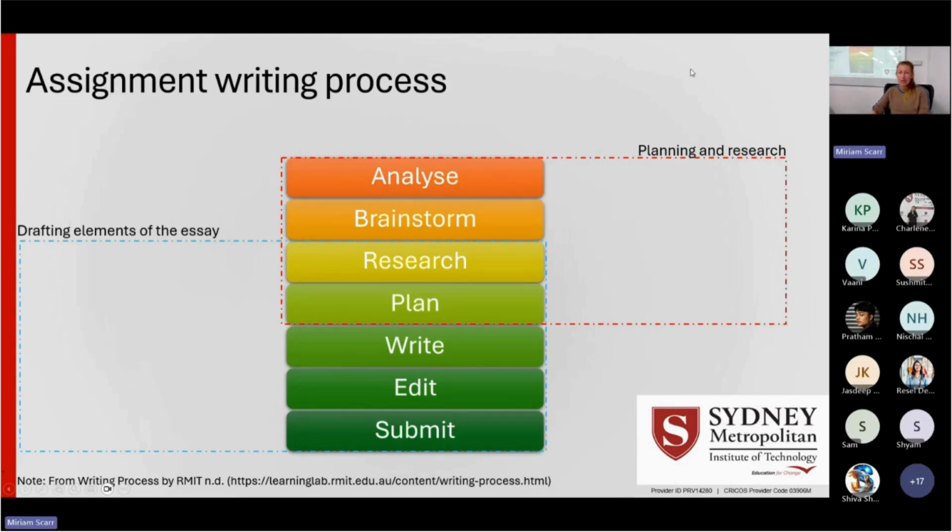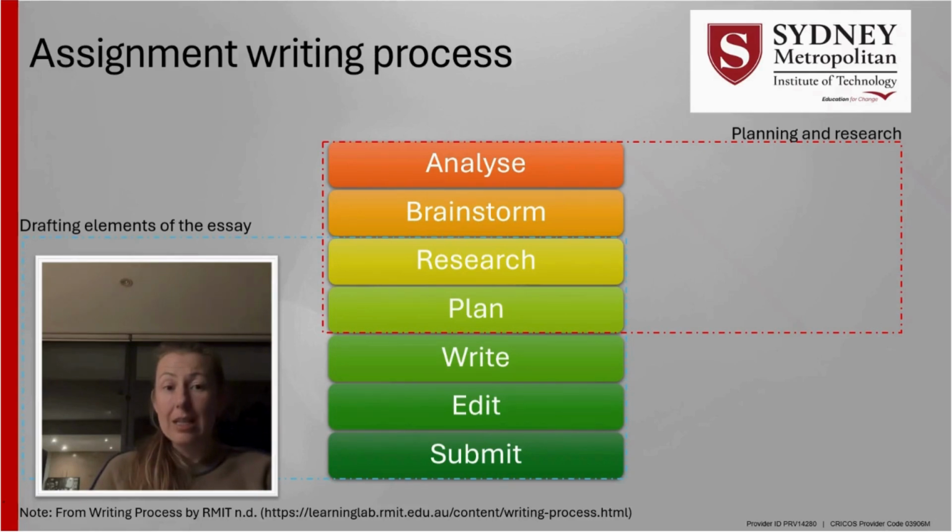All right, so this is where we move on to the assignment writing process. Now, writing an assessment, this is where we need to analyse the task. So as you can see here, we've got a number of different steps: analysing the task, brainstorming, research, plan, write, edit, and then submit. So we're going to unpack those a little bit.